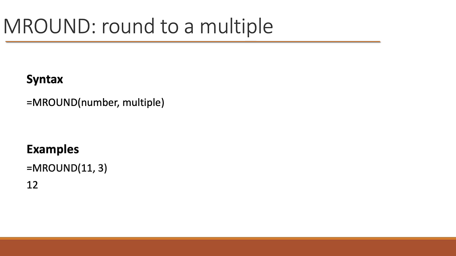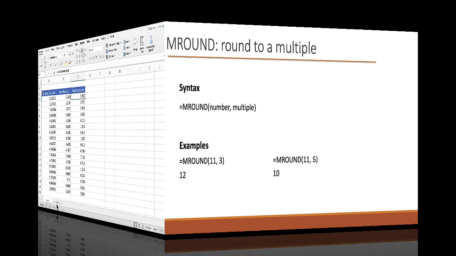So here's a few examples. If we MROUND 11 to a multiple of 3, well, 12 is the closest multiple of 3, so that 11 is going to get rounded up to 12. If we MROUND 11 to multiples of 5, well, the closest multiple of 5 to 11 is 10, so it's going to round down. Let's do some of those.